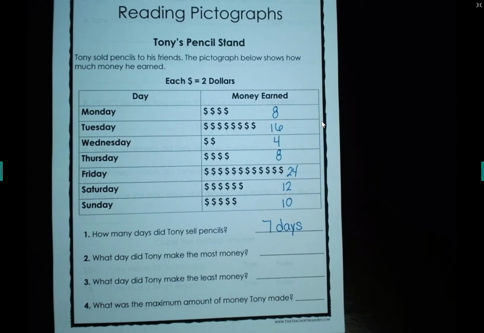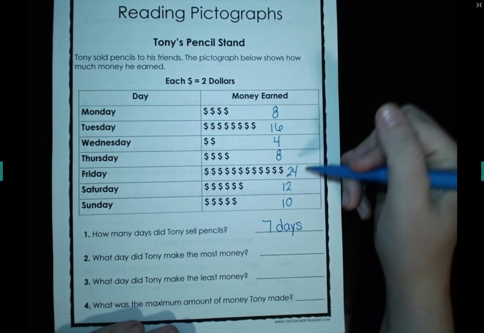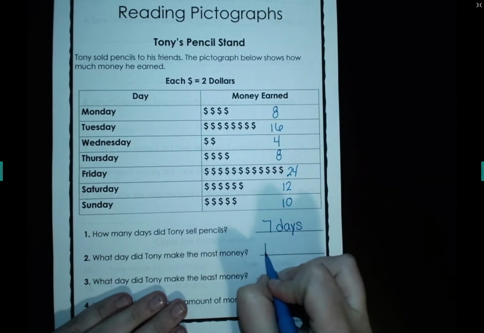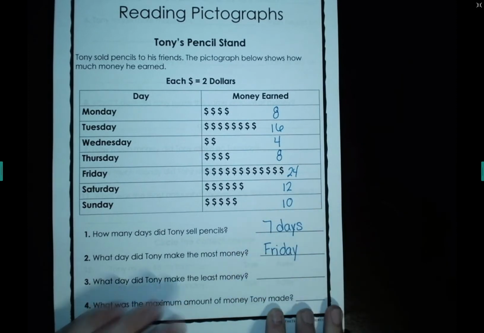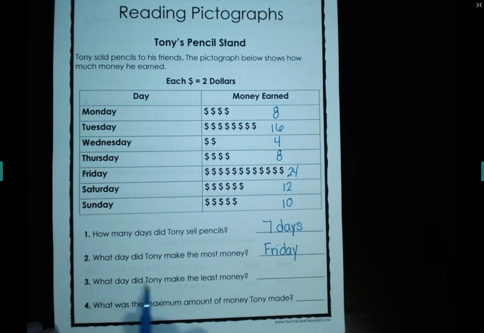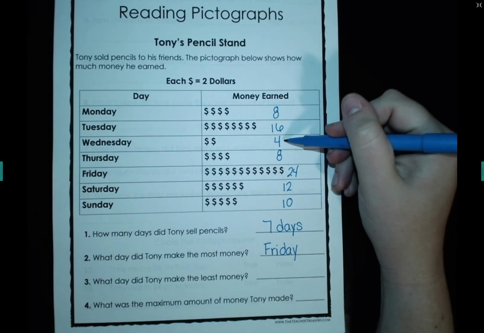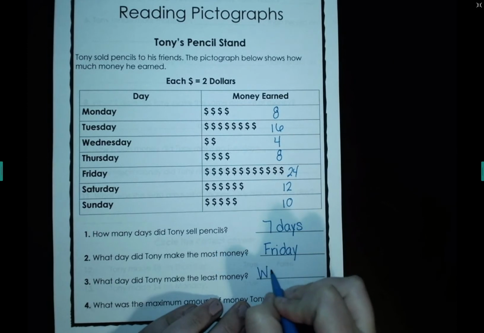What day did Tony make the most money? Again, since I've put my numbers in, I can easily see what day he made the most money, and that day was Friday. Please make sure it is capitalized because it is a proper noun. Friday. The days of the week are proper nouns. What day did Tony make the least amount of money? Well, we can come right here and we see that it is Wednesday.